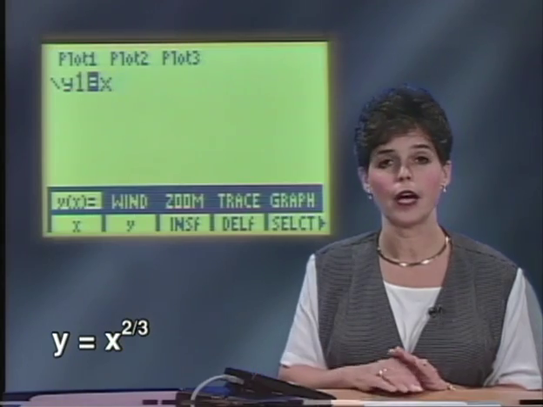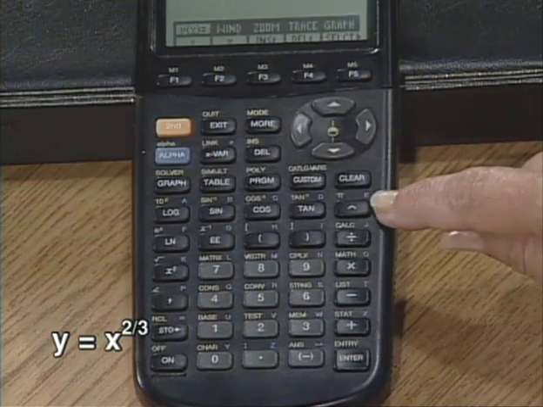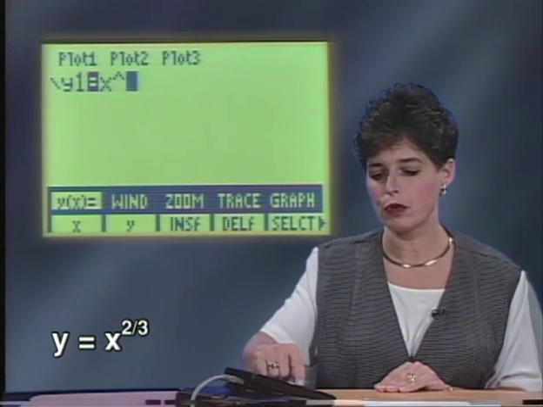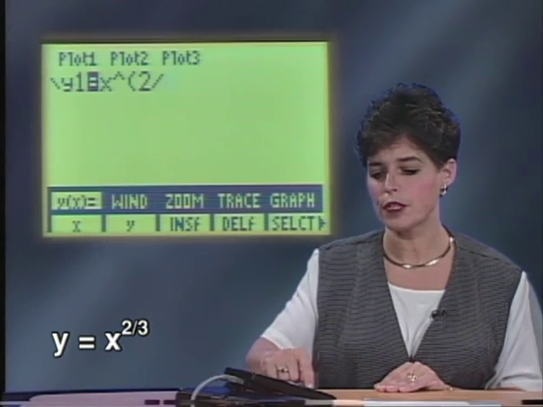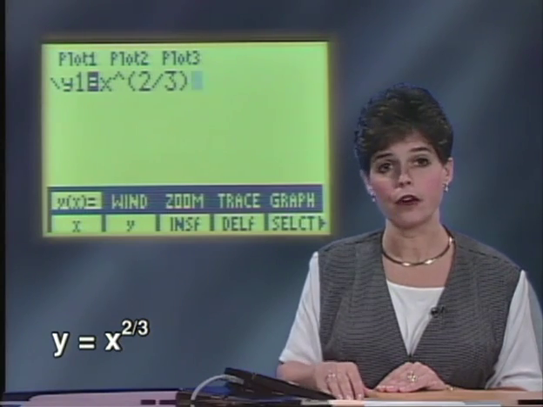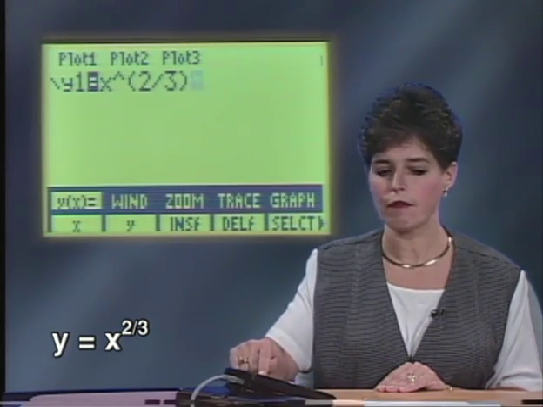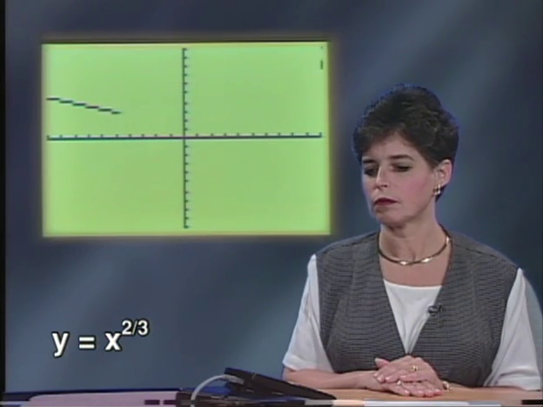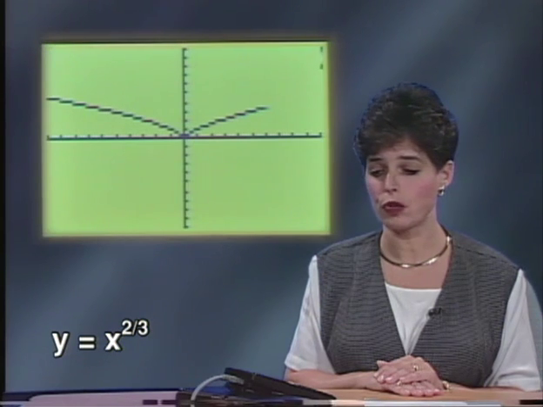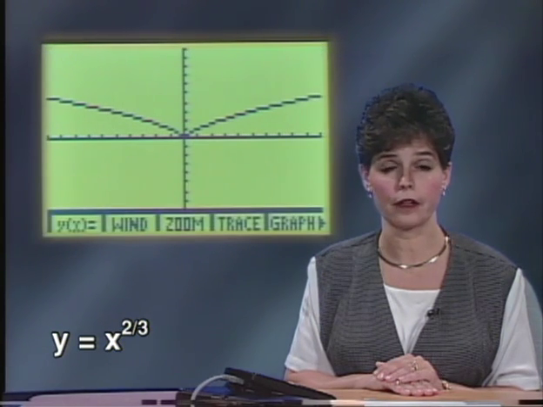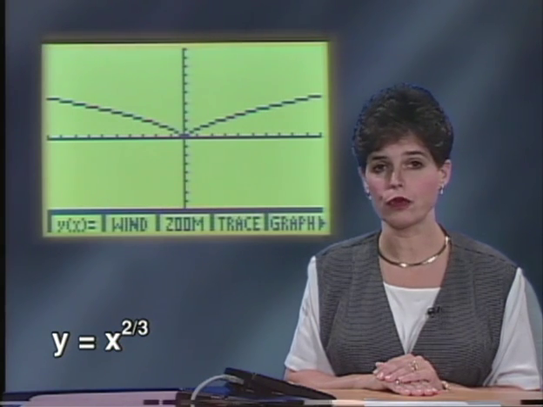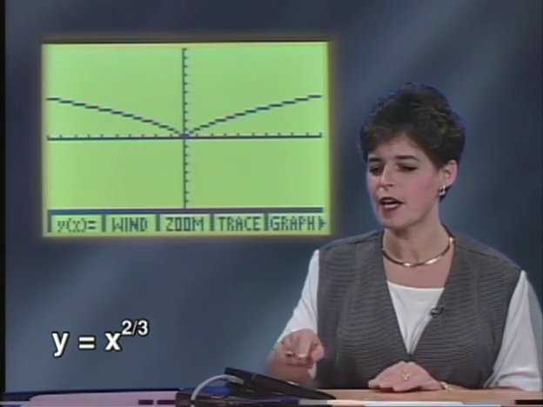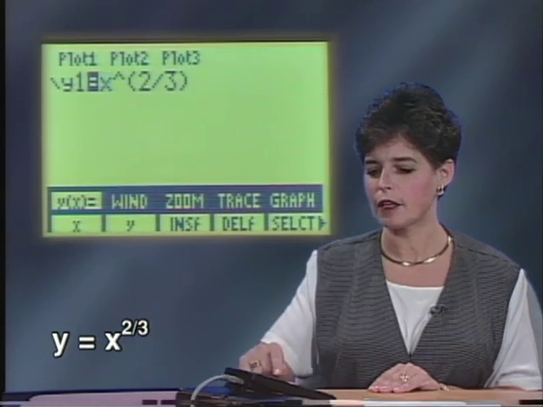So x, and remember that powers are done with the caret over here. Put 2/3 in parentheses. Get ready to graph with second F5. Now if your graph isn't looking like mine, make sure that you go back and see that if you've entered it the way I did, with x to the power of 2/3 in parentheses. Okay? Let's go back to y of x and clear that function.